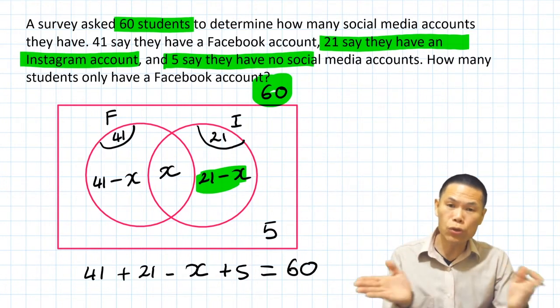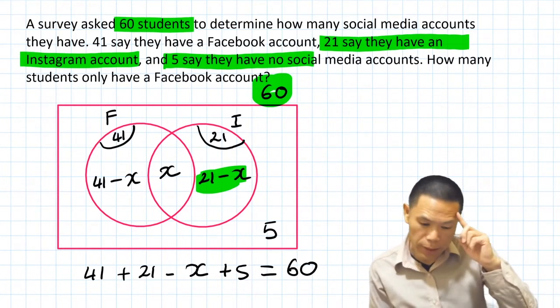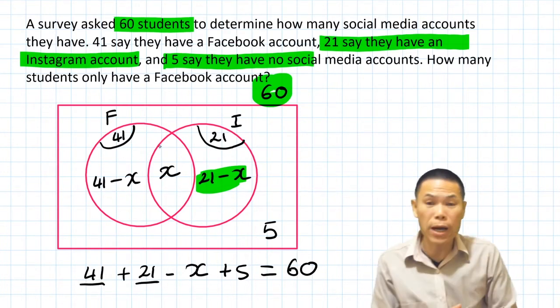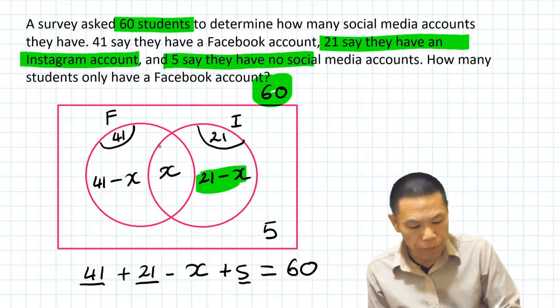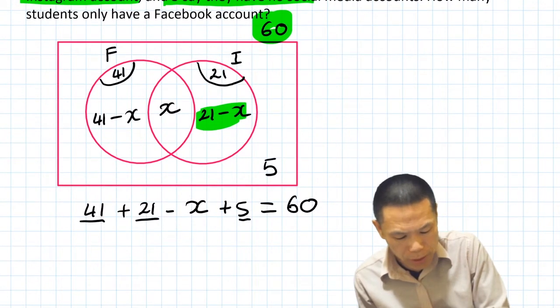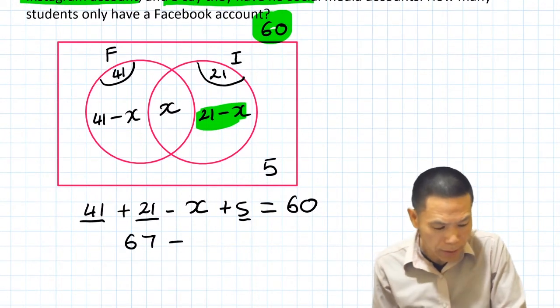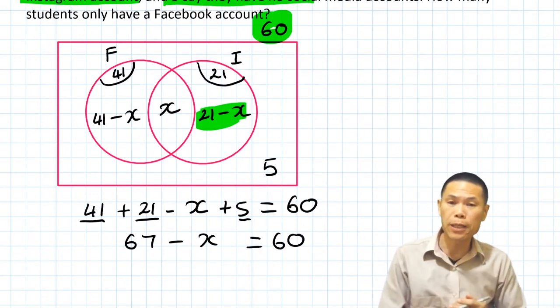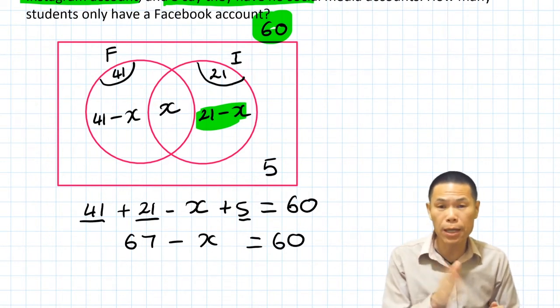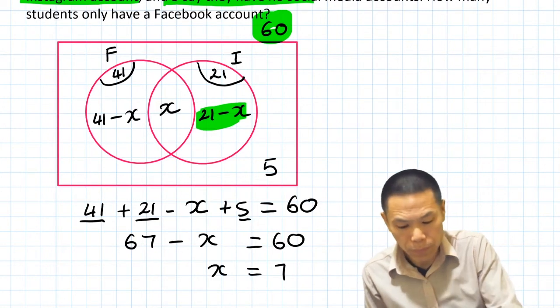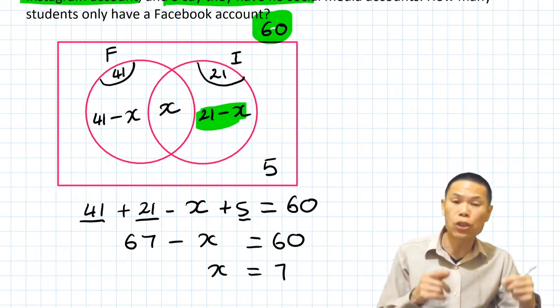So now we just need to solve the equation. So please keep that in mind. So I go 41 plus 21 is 62. Add 5 is 67. So I just move this up a bit. So 67 minus X is equal to 60. So therefore X must be 7 because 67 minus 7 is 60. So X is 7. So what I do now, I just go back to the diagram.